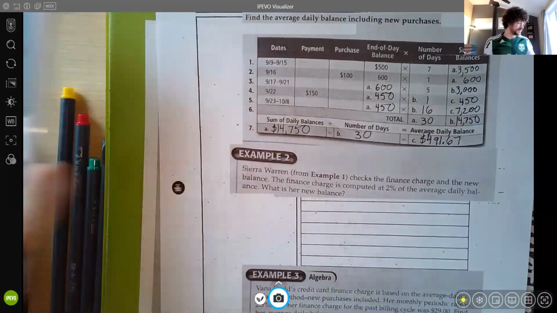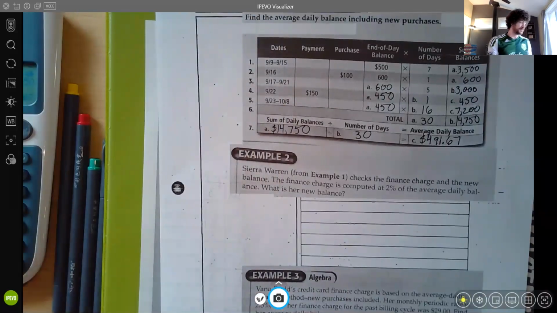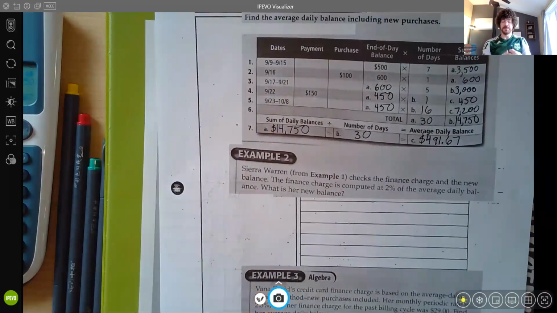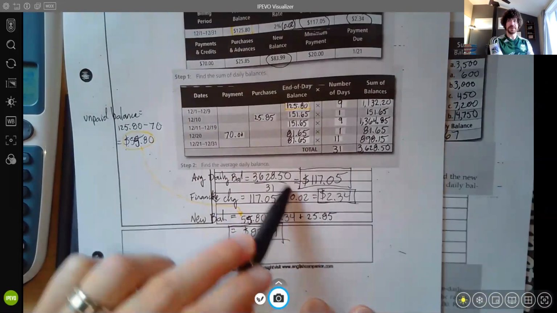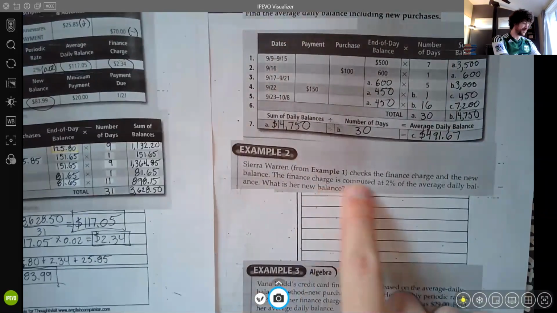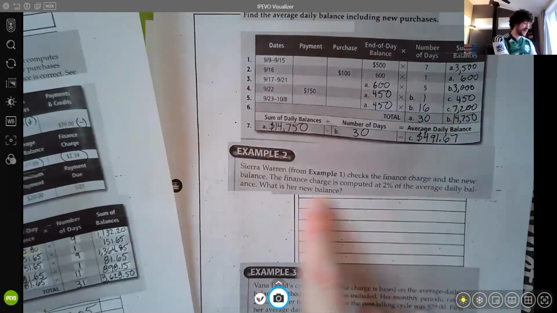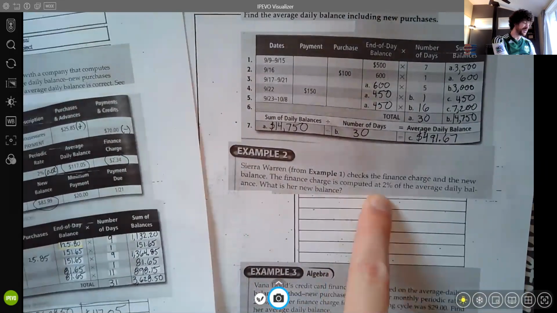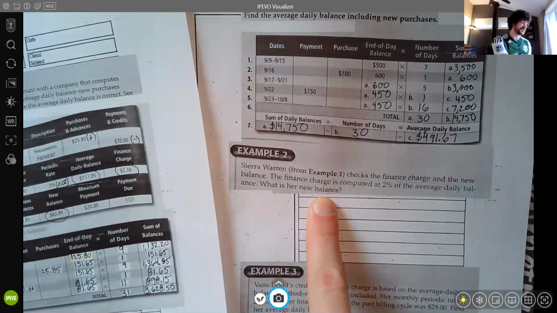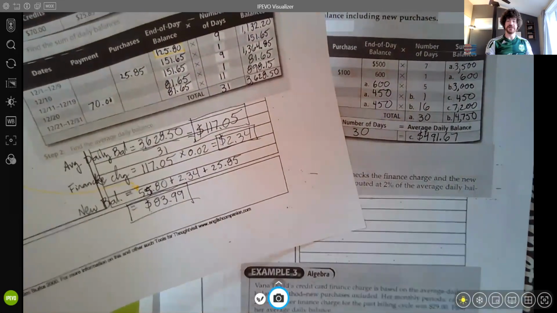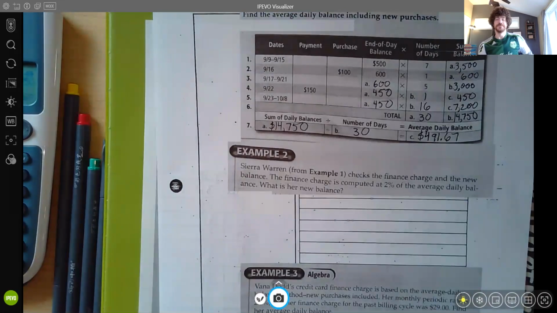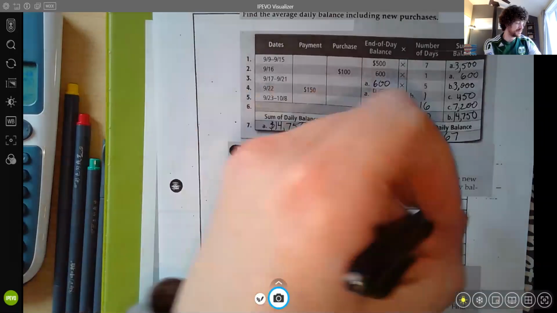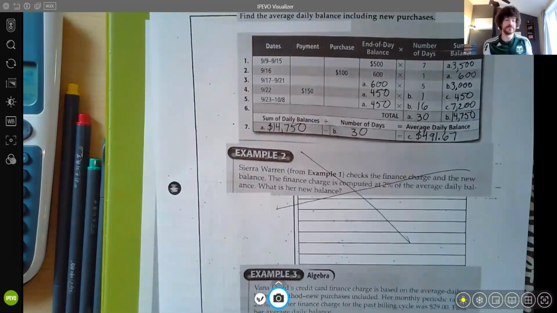Now, example 2, we actually already did that. That's what we did right down here at the bottom of the page. So it says, see example 1. This is example 1. It says the finance charge is computed at 2% of the average daily balance. What is her new balance? Well, that's just that right there. We already did that one. So we are done with that. All right, now let's go ahead and, so I'm just going to cross that out because we already did it. Done.